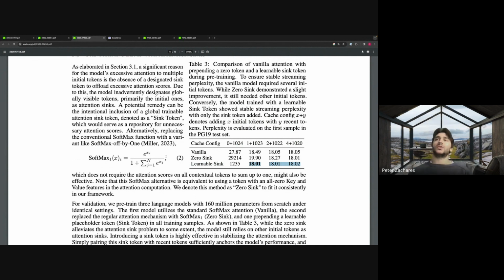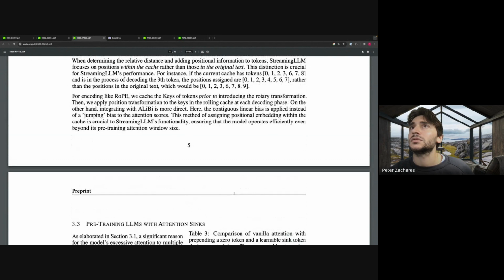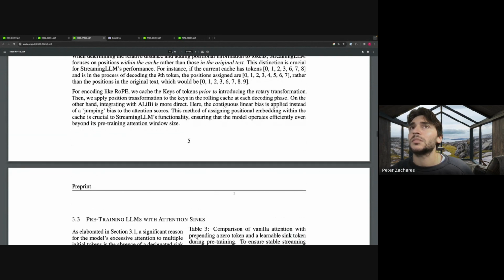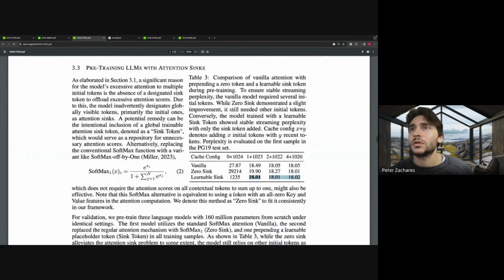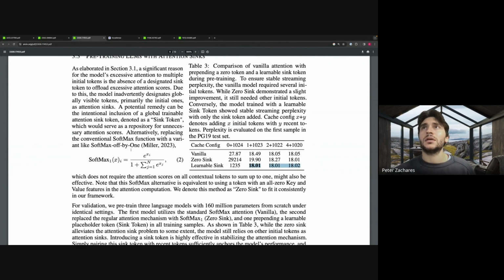They interestingly also point out this thing, let's see. Where is that described? Okay, I got it. So instead of using a sink token, they also have this idea of using softmax off by one, which is when you calculate softmax, but you add one to it. So you're adding a bias that I think decreases the value of all of the weights. And I think that's what zero sink is here, but maybe not.